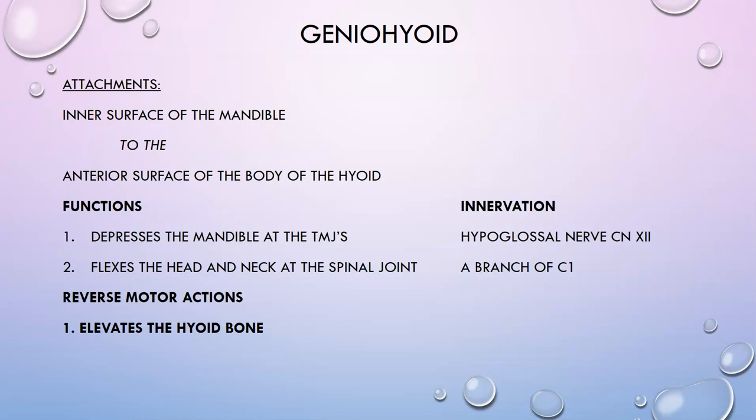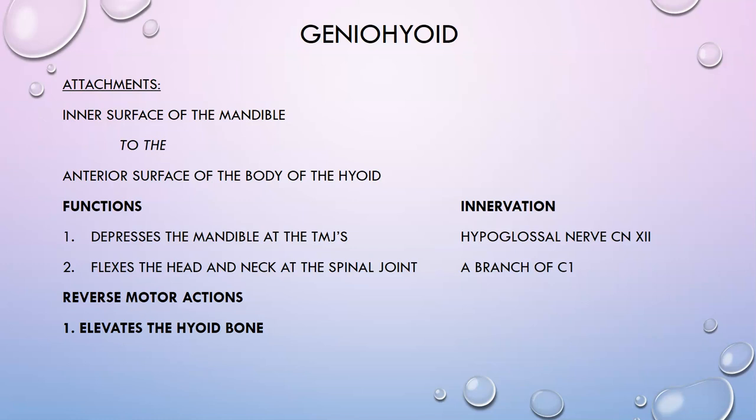Again, 2 primary movements. It does depress the mandible at the TMJs, so opening the mouth, and it does flex the head and neck at the spinal joint. So it brings the chin down towards the chest. If we fixate the TMJs and the spinal joints, its reverse mover action is to elevate the hyoid bone.